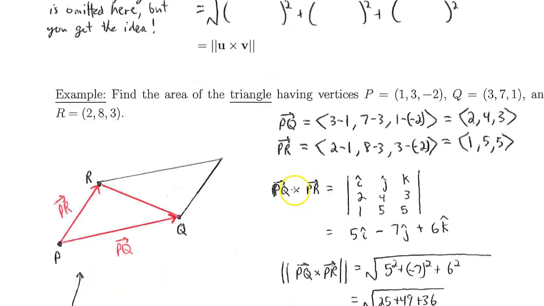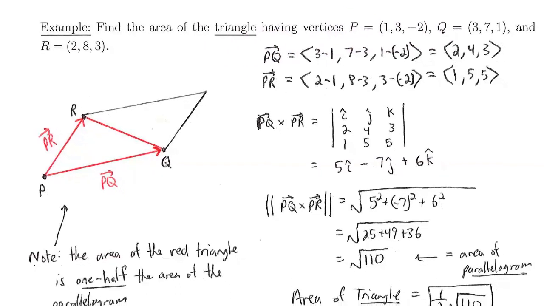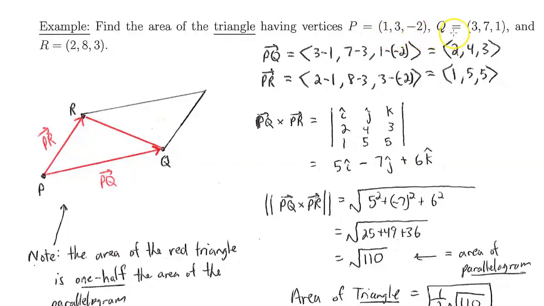Okay, let's move on. Here's a last question. Actually, not quite the last question. We've got one other thing left here. But one of the last things is, find the area of the triangle. So I'm not asking about the area of a parallelogram. Find the area of the triangle having these vertices P, Q, and R, where P is (1, 3, -2), Q is (3, 7, 1), and R is (2, 8, 3).